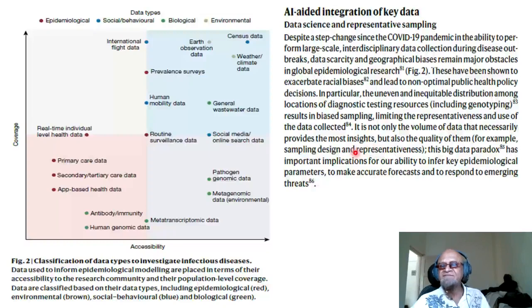It's not only the volume of data that necessarily provides the most insights, but also the quality of them. For example, sampling design and representativeness. This big data paradox has important implications for our ability to infer key epidemiological parameters, to make accurate forecasts, and to respond to emerging threats.